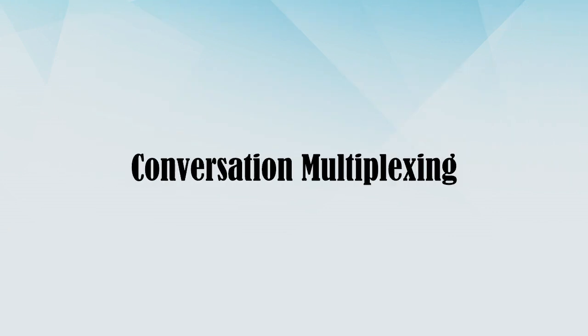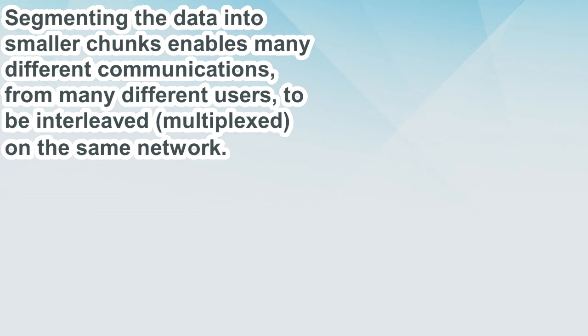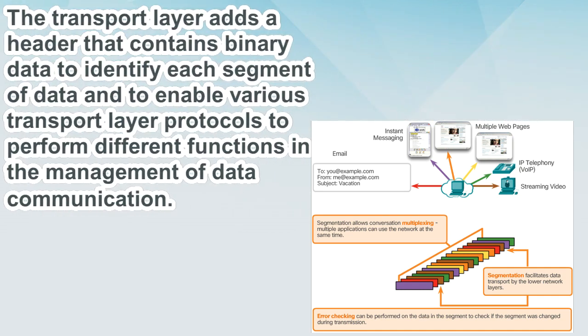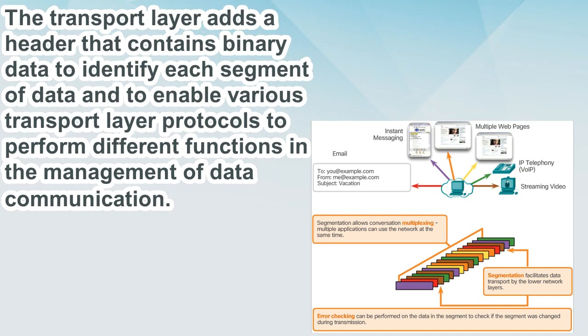Conversation multiplexing. Segmenting the data into smaller chunks enables many different communications from many different users to be interleaved, iaitu multiplexing, on the same network. The transport layer adds a header that contains binary data to identify each segment of data and to enable various transport layer protocols to perform different functions in the management of data communication.